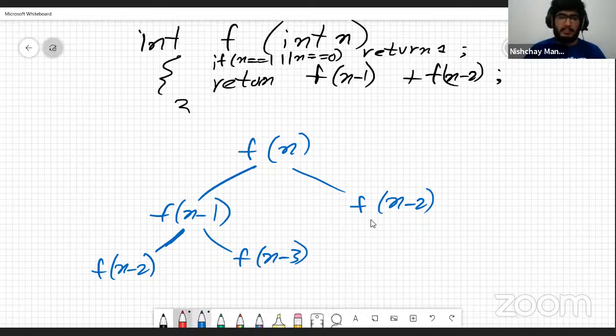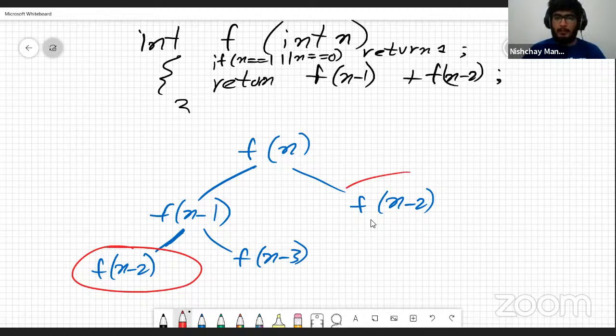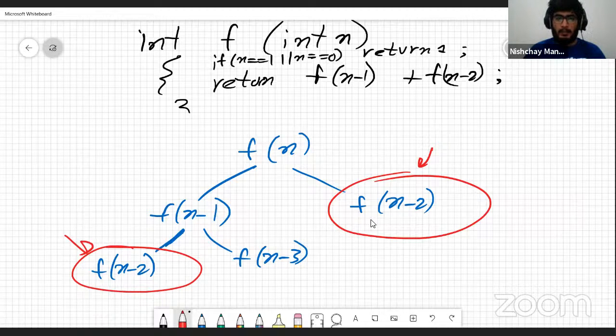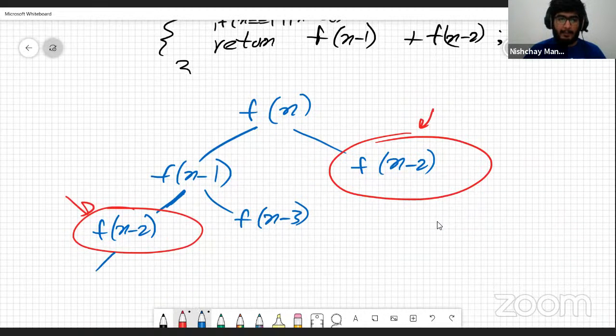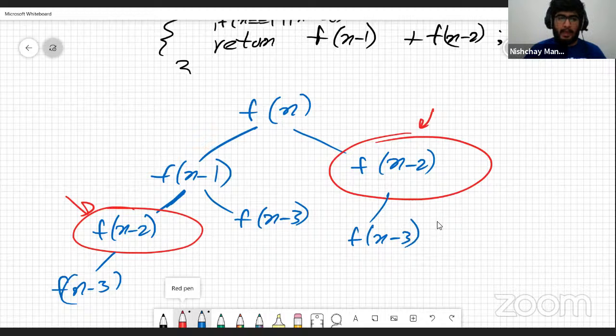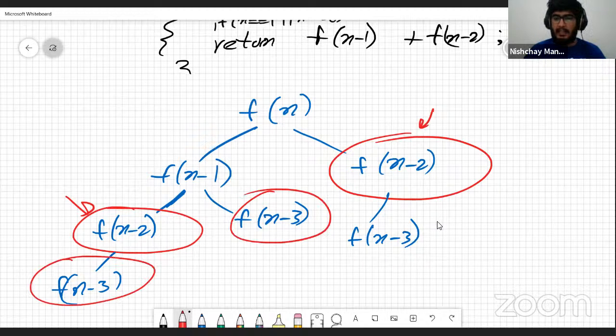So here as well, you can see there is an overlapping sub problem. We have to find the Fn minus 2 two times, here and here as well. And when we expand Fn minus 2, we find out that we have to find Fn minus 3 as well. In here, we have to find Fn minus 3. So we have to find actually Fn minus 3 times.